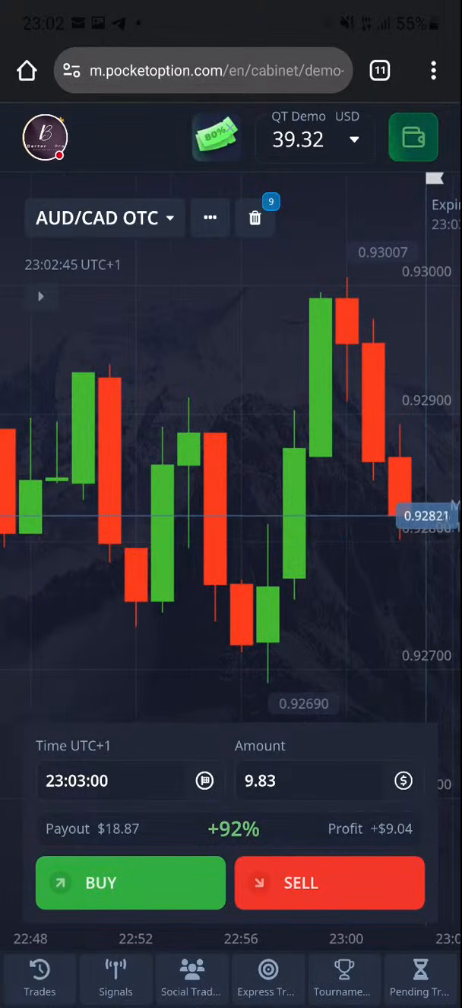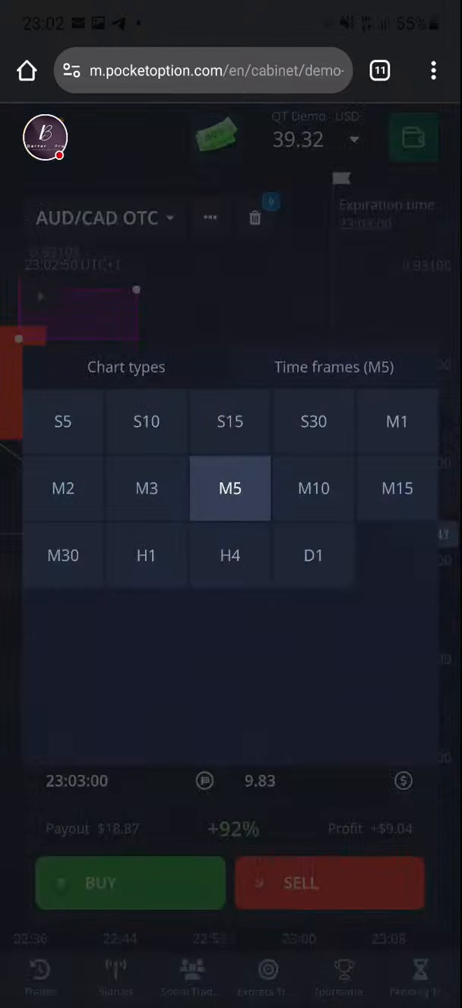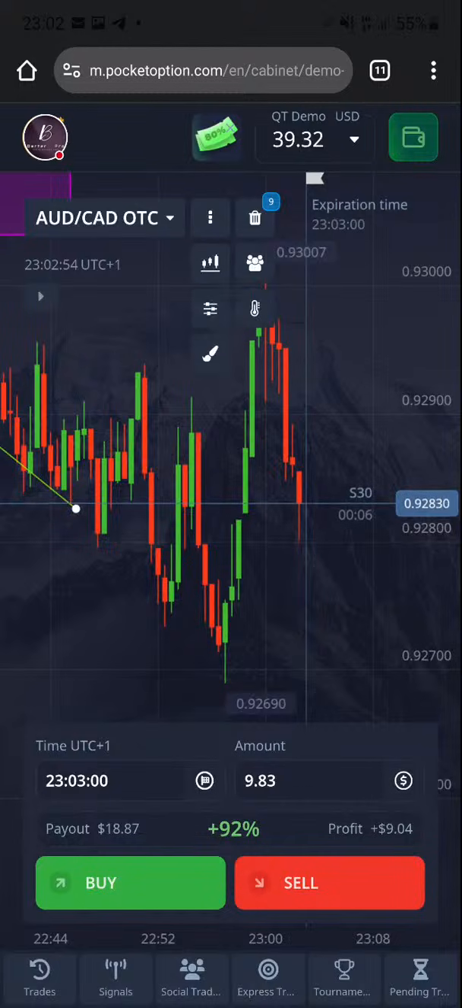Now we have a QM here. Let me check M5 to see if we have an engulf. No. Let me check M3. Yes, we have an engulf. Let's look for the entry. We can take the trade. I'll mark it later.